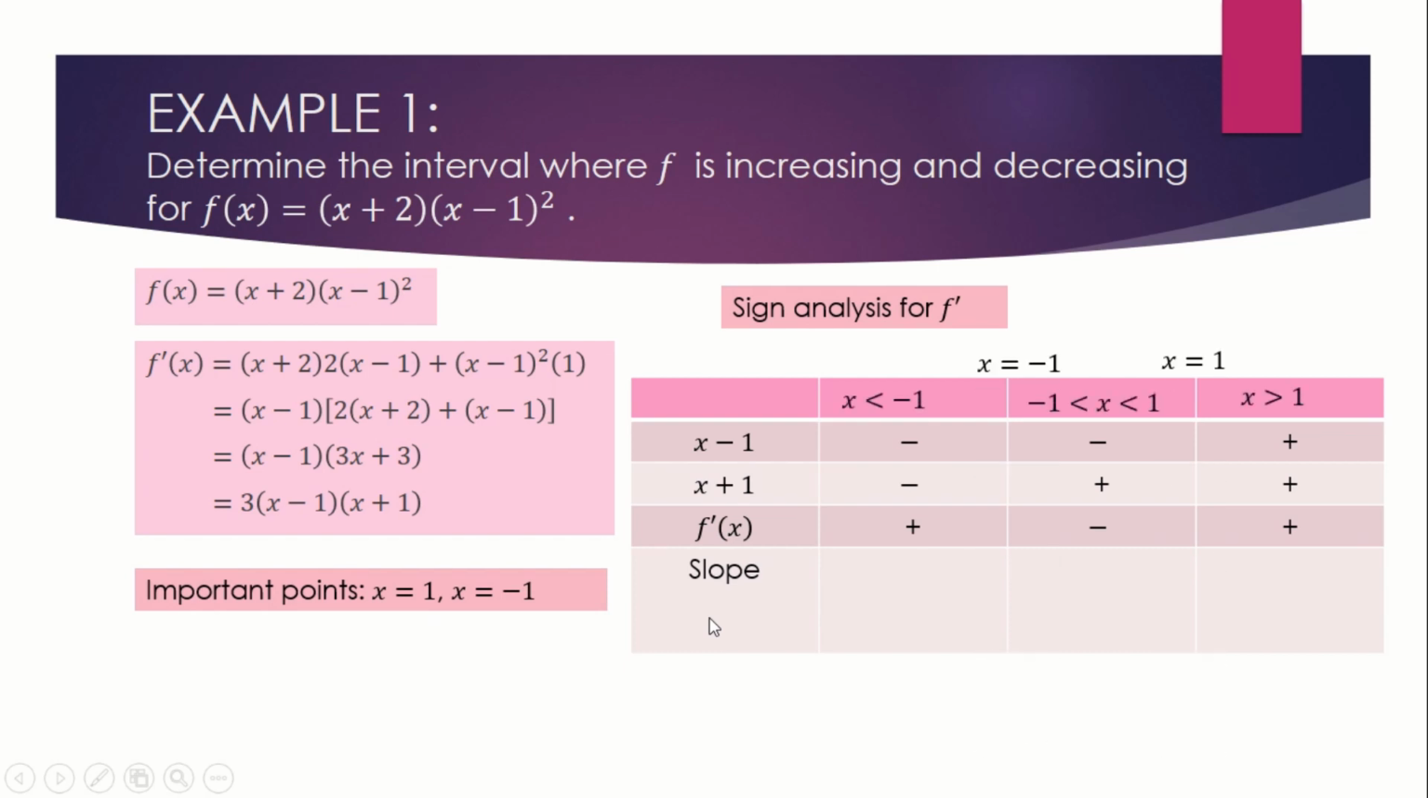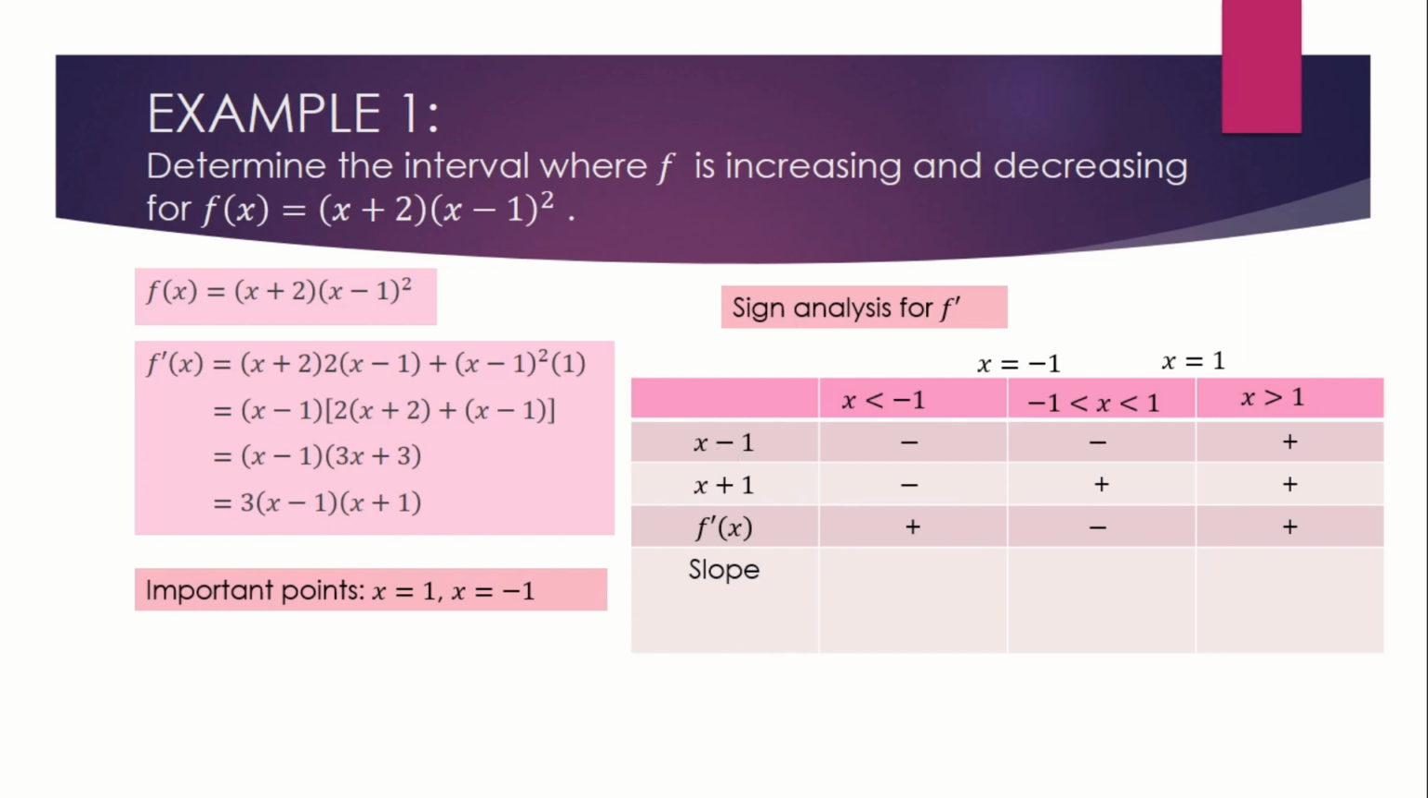How are we going to draw this one? First of all, based on the important points, we draw the line. So we have points x equal to negative 1 and x equal to 1, and we arrange them in sequence. The area on the left is x less than negative 1. In between is x between negative 1 and 1. And this area is x greater than 1. Now we choose the first factor from where we simplified f prime x. We have x minus 1, the first factor.